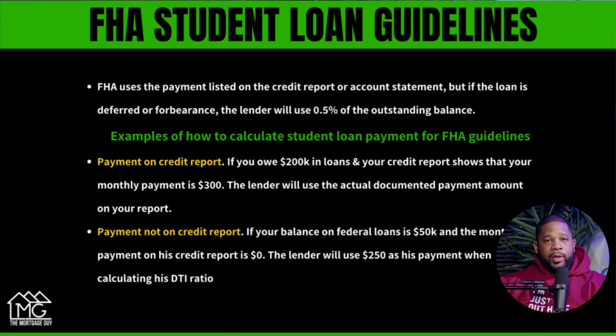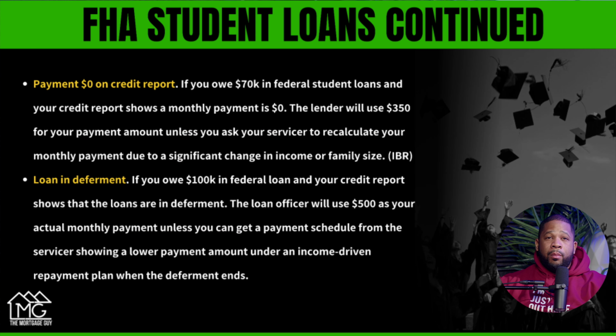All right. So here's a couple examples of how your student loans are calculated per FHA guidelines. If there's a payment on your credit report, let's just say you owe $200,000 in student loans and your credit report shows that you have a monthly payment of $300. The lender will use the actual payment that is documented on your credit report. Now, if you don't have a payment on your credit report, let's just say you have a balance of $50,000 and the monthly payment is $0, the lender will use $250 as the payment when calculating your debt-to-income ratio.